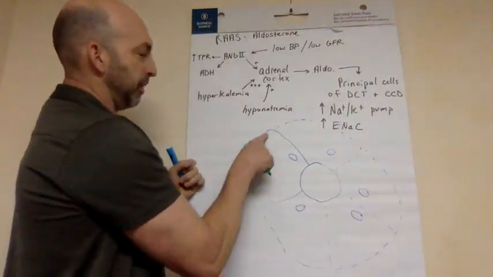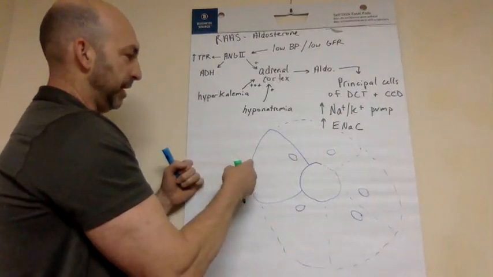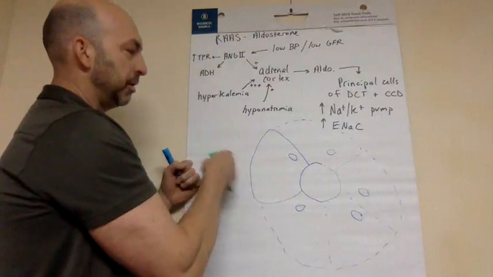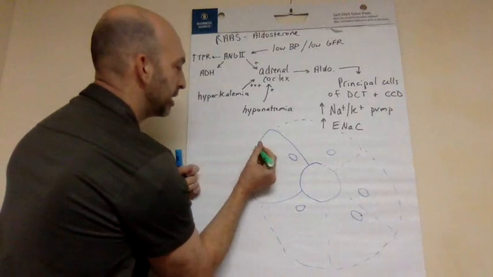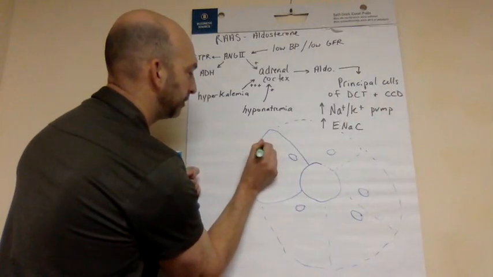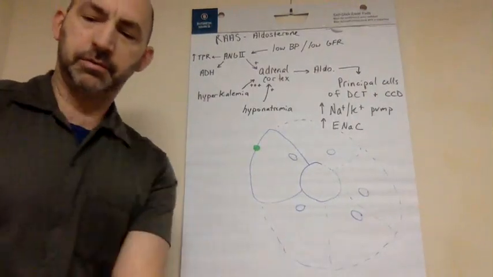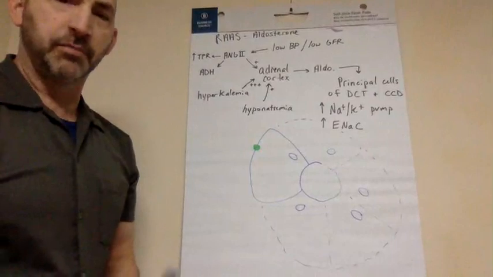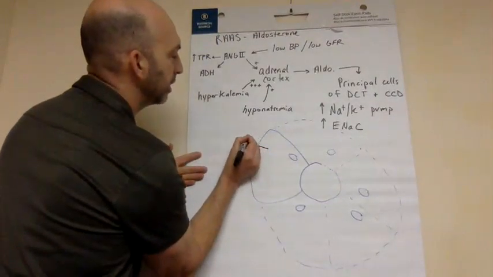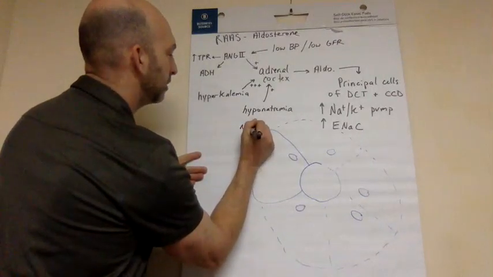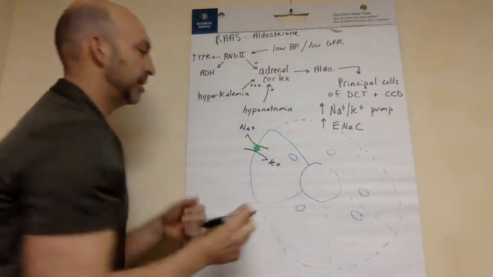Oh, sorry, basolateral is the attached side. This would be against the interstitium and other tissues. This is the free side, so that's the apical membrane. So apical membrane, basolateral membrane. So we have basolateral expression of the sodium-potassium pump. And of course, as we know, the sodium-potassium pump pumps sodium out of the cell and pumps potassium into the cell.